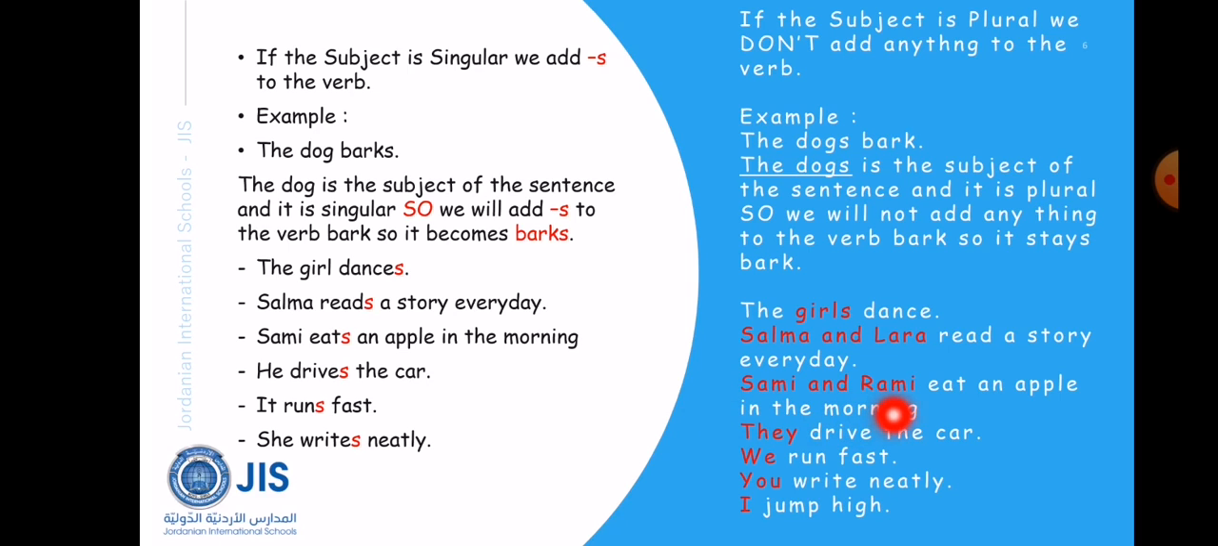Super. Let's read the next sentence. Sammy and Rami eat an apple in the morning. Where is the subject? Sammy and Rami. Is it singular or plural? It is plural, teacher. So, Sammy and Rami, the plural subject, do not take S with the verb. Do you understand, teacher? Are you following with me?